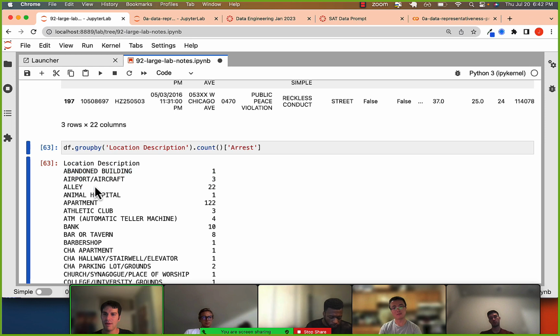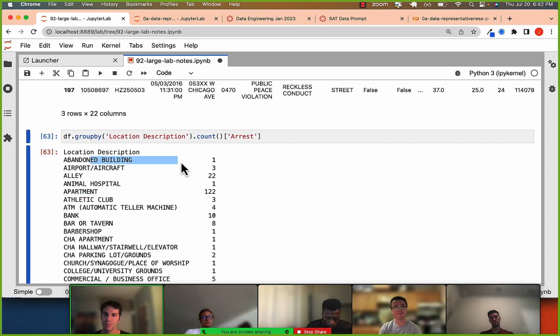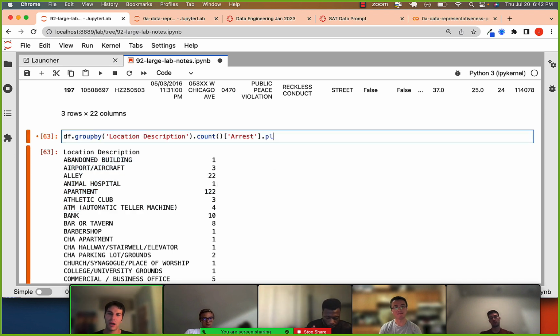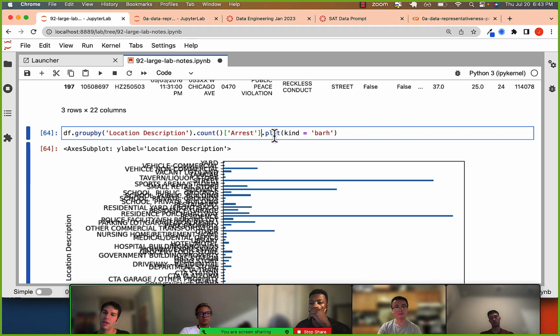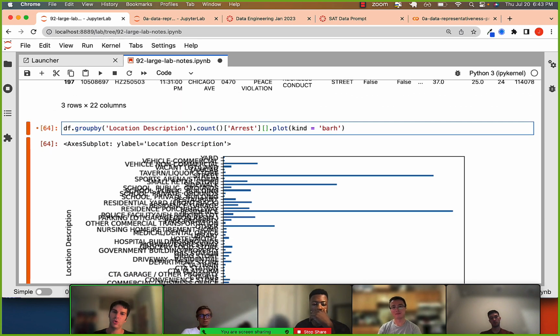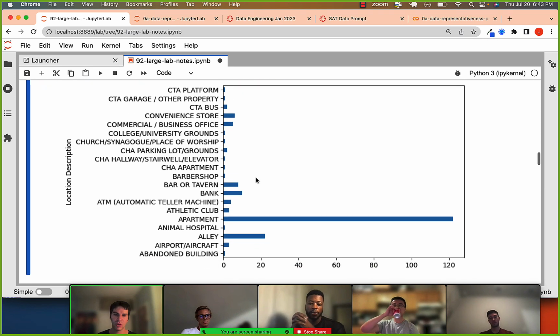Okay, and now we have this count of the number of arrests in these different locations, and then plot this. Right now we're back to something that makes sense as a bar graph. So we can do plot kind equals horizontal bar graph, that barh thing. And here, this is a mess. So maybe what we'll do is just take 20 of the values, or sort the values, and then show us the top 20, something along those lines.